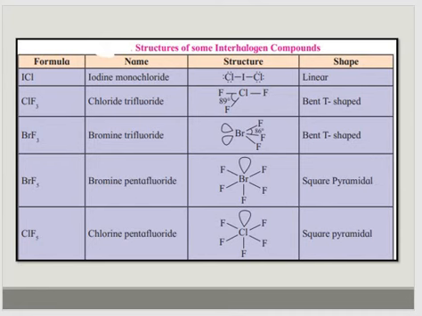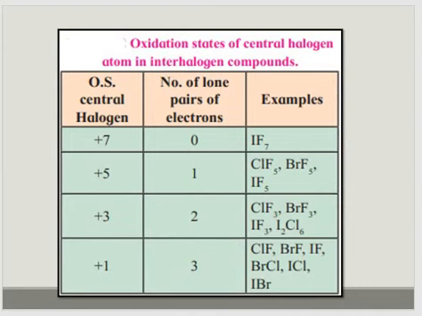Now, the structure of some interhalogen compounds like ICl, iodine monochloride, is having linear shape, and this is the structure of ICl. ClF3 has bent T-shaped, BrF3 has bent T-shaped, BrF5 is having square pyramidal shape, and ClF5 is having square pyramidal shape. Now, the oxidation states of central halogen atom in interhalogen compounds.